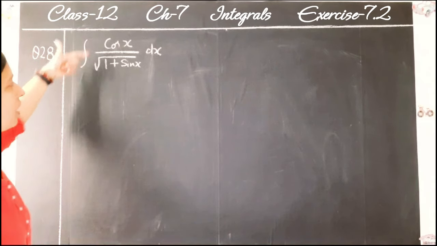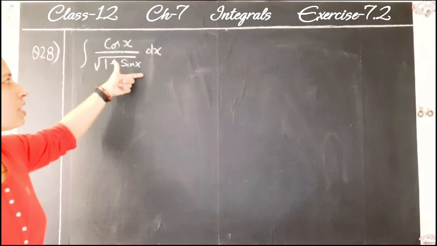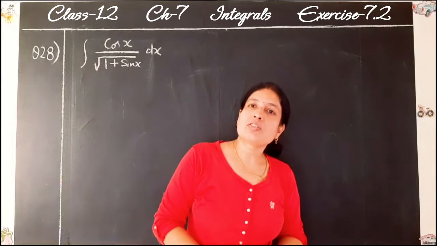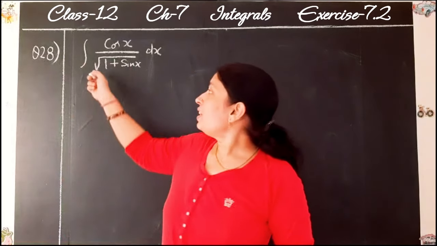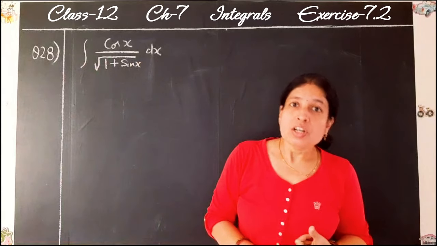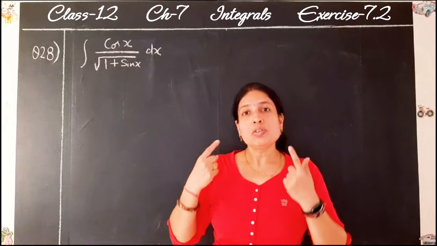It is the integral of cos x divided by square root of 1 plus sin x dx. Here we know that the derivative of sin x is equal to cos x, but here it is given 1 plus sin x in a square root. So first we put 1 plus sin x is equal to t square.